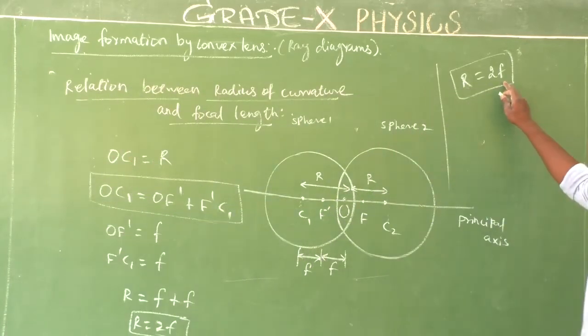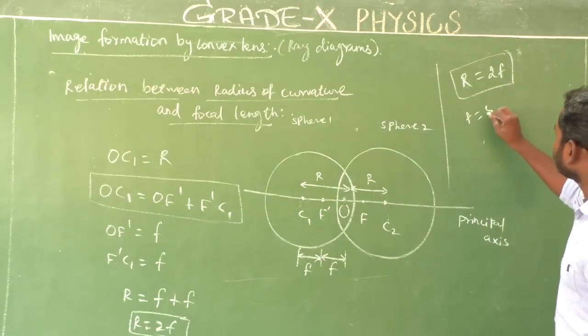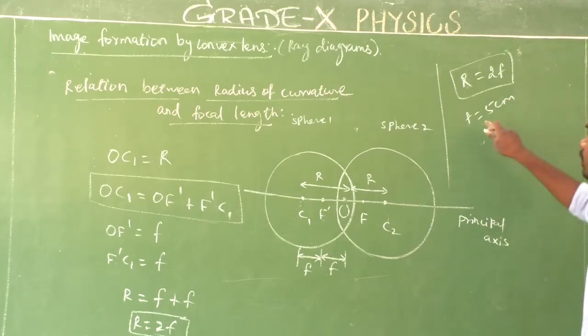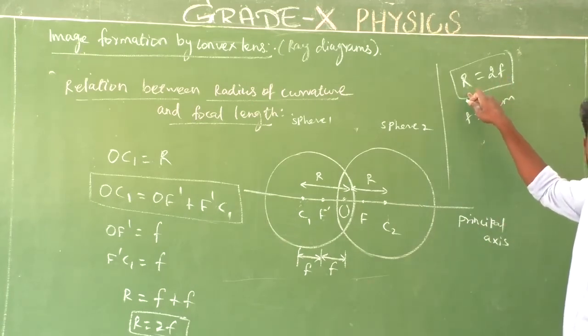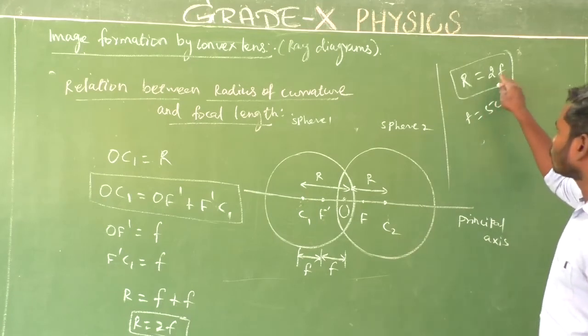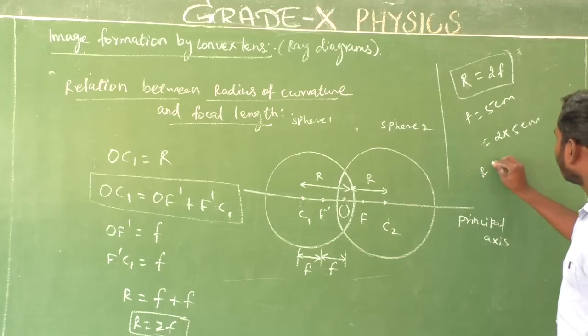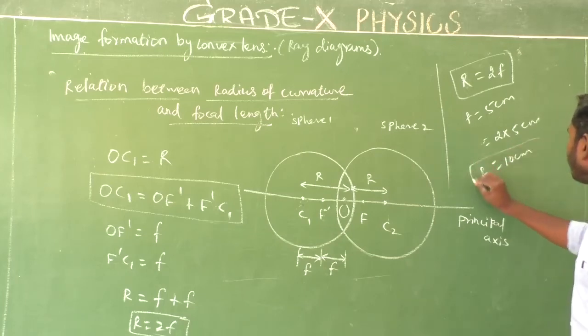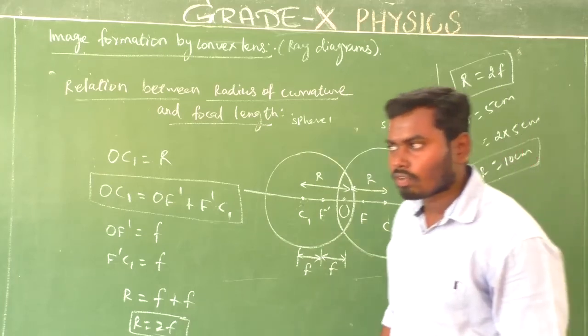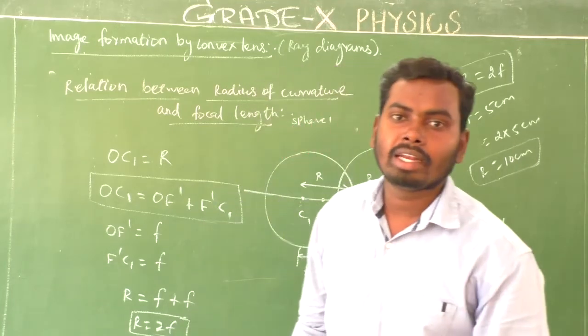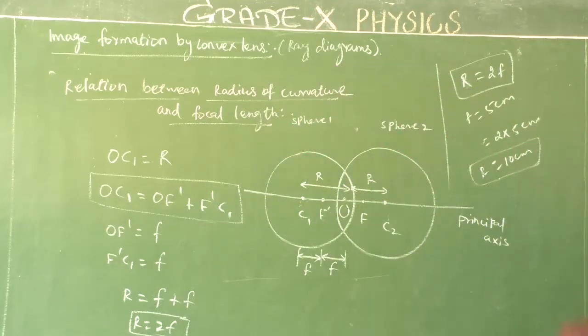If the focal length is 5 centimeter, what about the radius of curvature? So R is equal to 2F. So 2 into 5 centimeter is equal to 10 centimeter. So the R value will be 10 centimeter, which means the radius of curvature will be 10 centimeter. That is the meaning. Very simple.